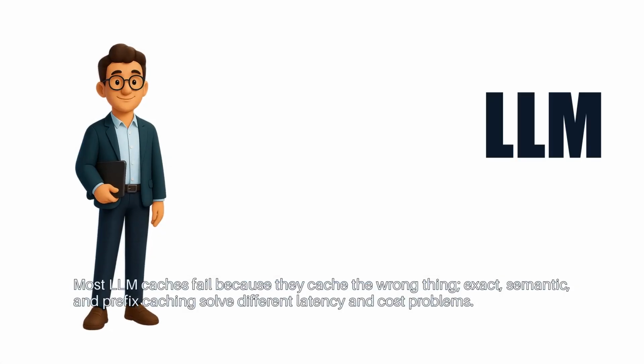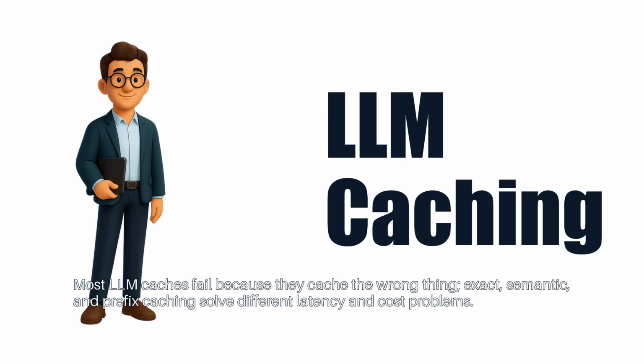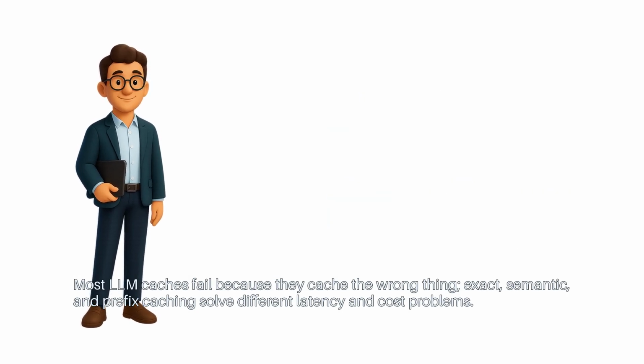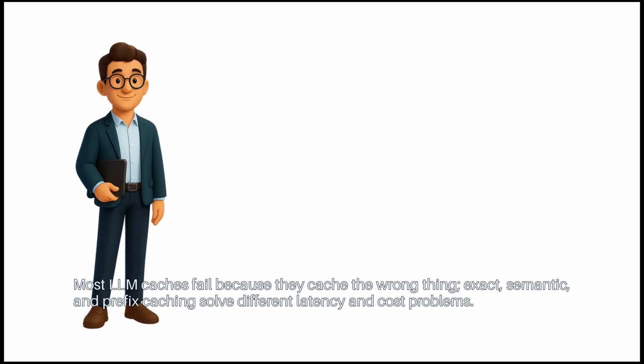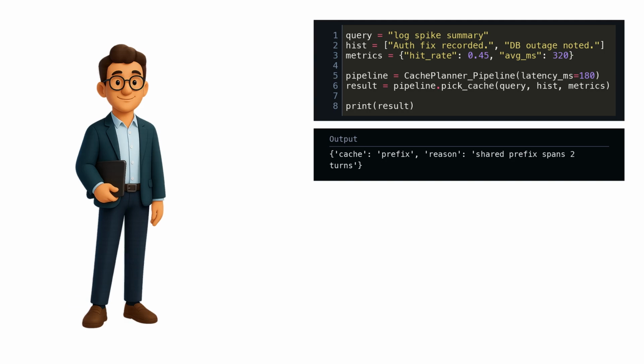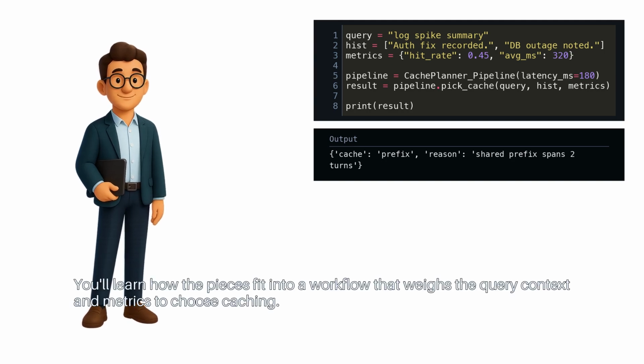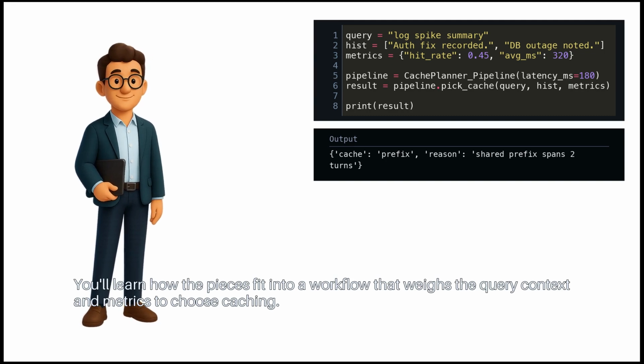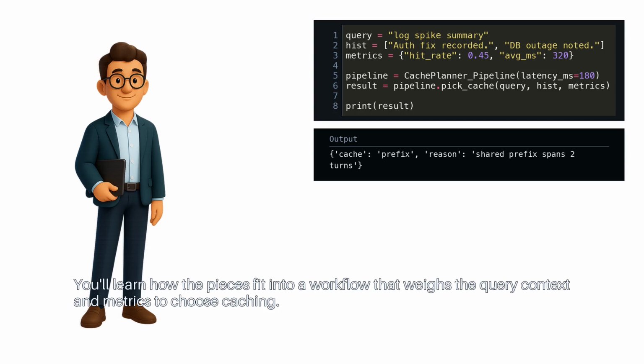Most LLM caches fail because they cache the wrong thing. Exact, semantic, and prefix caching solve different latency and cost problems. You'll learn how the pieces fit into a workflow that weighs the query context and metrics to choose caching.